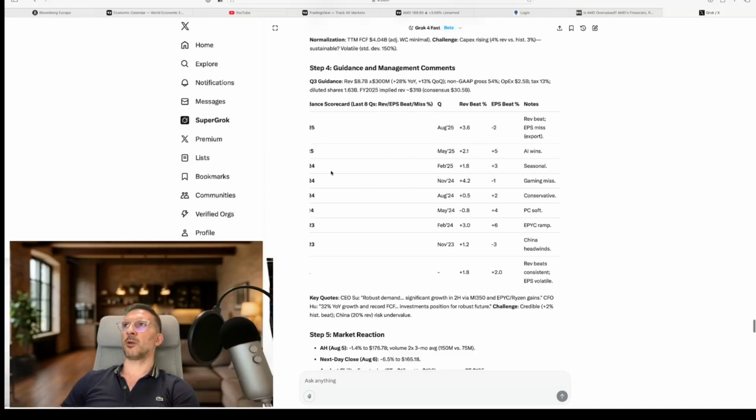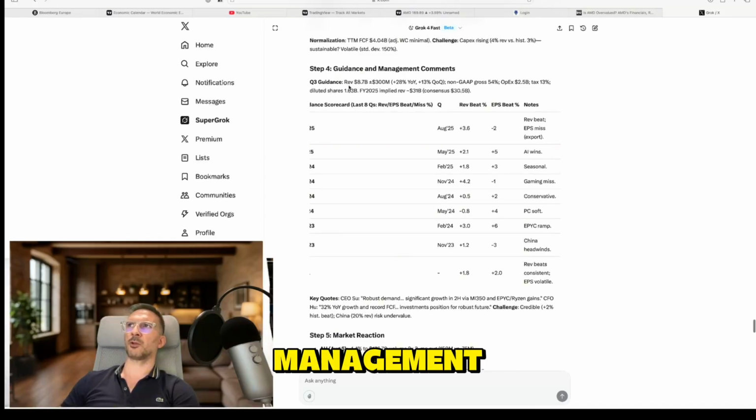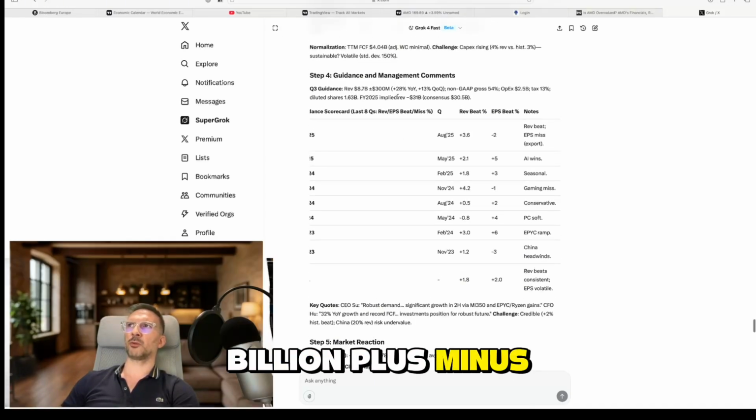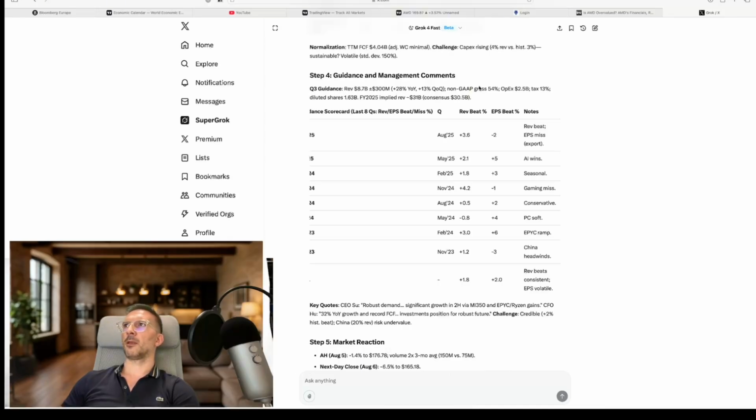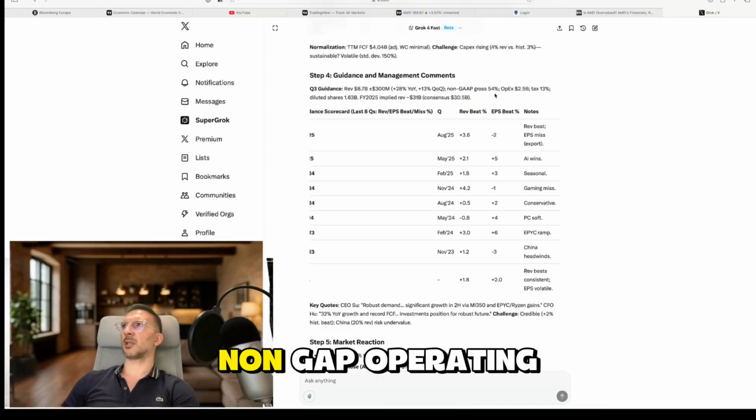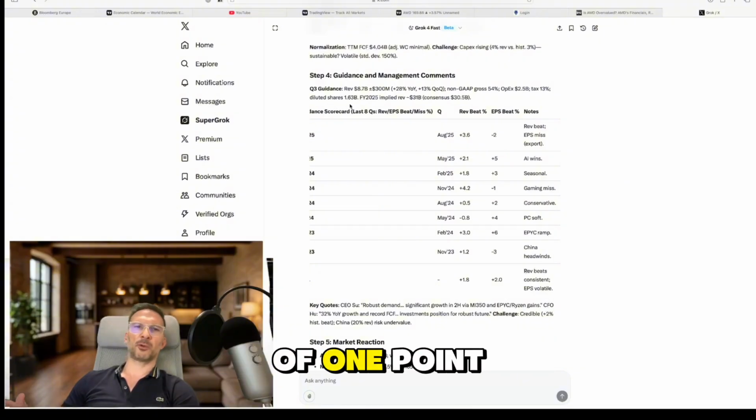So you have some guidance from the management: 8.7 billion plus or minus 3 million for revenue, gross margin of 54% non-GAAP, operating expense and tax rate, then diluted shares of 1.63 billion.